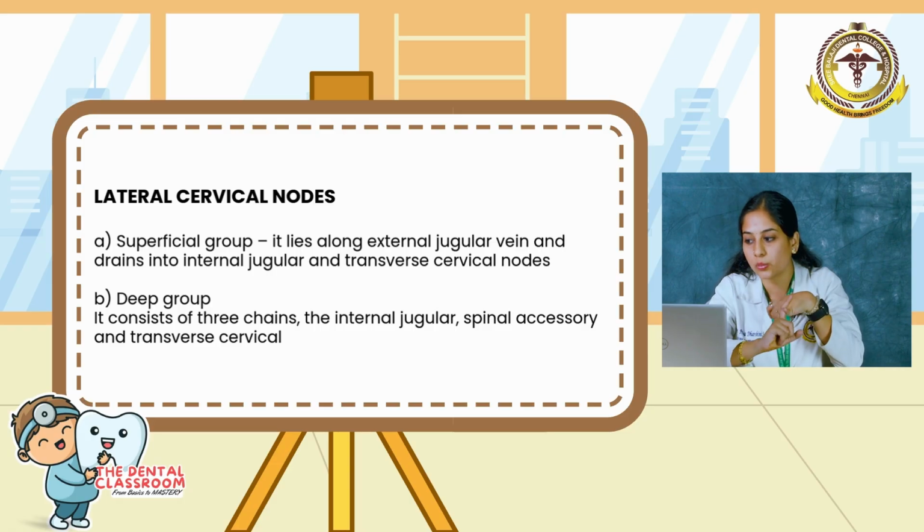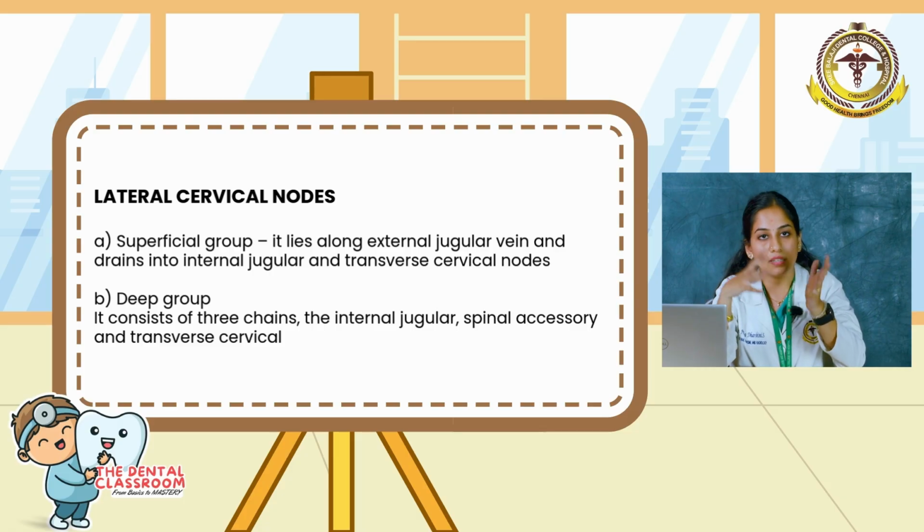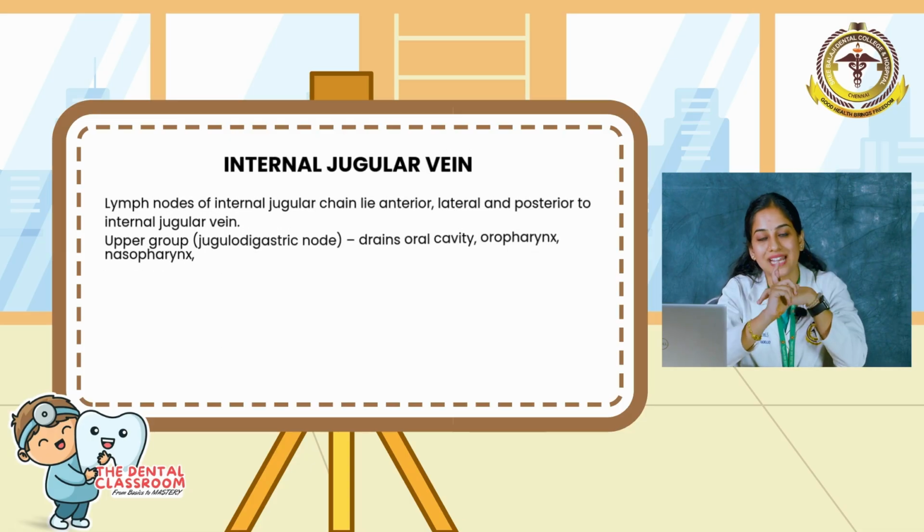That is the internal jugular vein, spinal accessory and the transverse cervical. So from my point of view, we should always concentrate on the horizontal group, but at times, in case of later stages of any malignancy, all these vertical groups of lymph nodes come into play. So we'll move on to the next two points, that is the internal jugular vein and the spinal accessory chain.